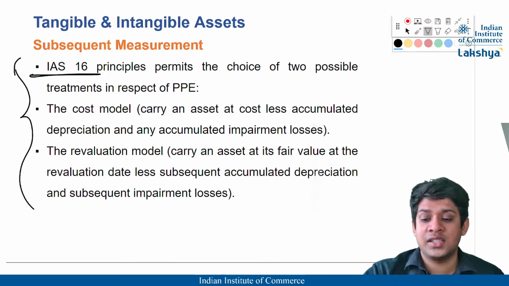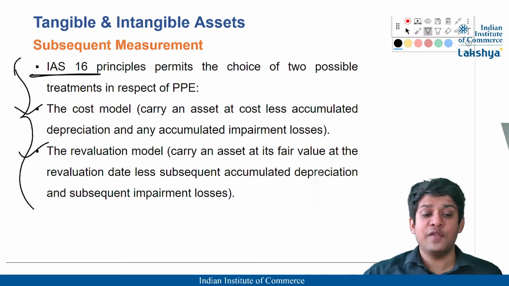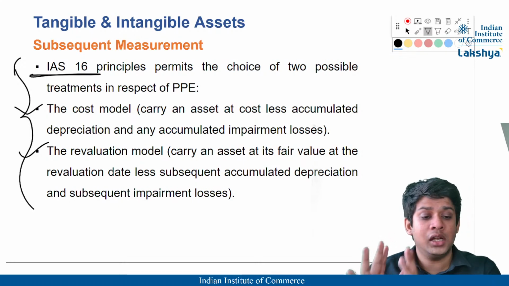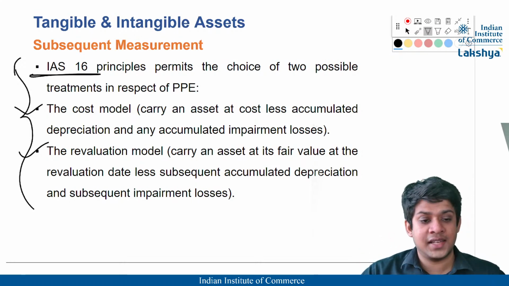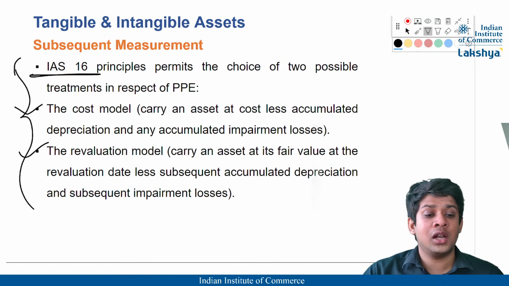Now, under IAS 16, guys, there are two models. For the subsequent valuation of your asset, there are two models that you can adopt. So technically, as per the International Accounting Standard 16, there are two models which are available for the subsequent valuation of an asset, which is permitted by IAS 16. First one is known as the cost model, and second one is known as the revaluation model, right?